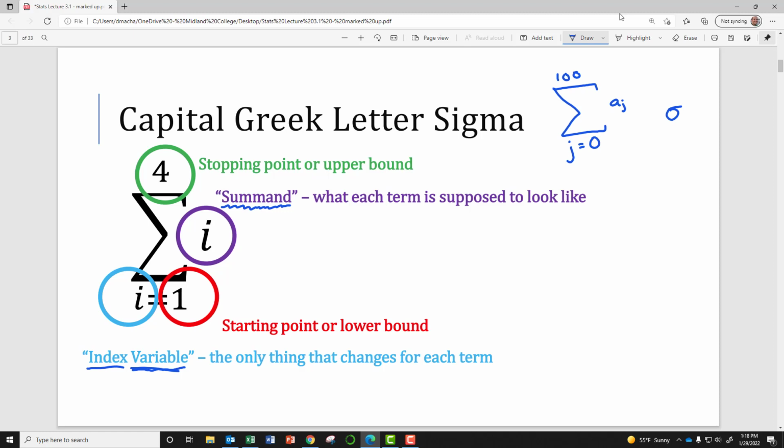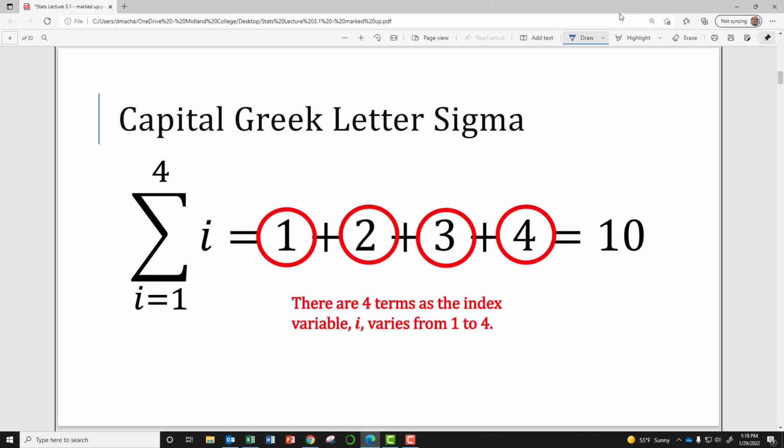But let's illustrate this with just some examples. So here, i is my index variable that I was telling you about. So I'm telling you my index is named i. This 1 is saying this is my lower bound of my summation. This 4 is telling me that this is the upper bound of my index variable for my summation.